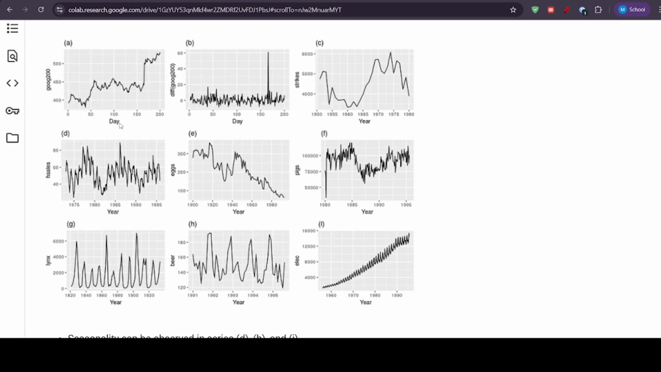Let's say A has a trend, right? You can see it's going from here upwards. So you can say this is not going to be stationary data, right? This is non-stationary. A is non-stationary. B is varying around the same point, and the variance is also small, so it could be stationary data.